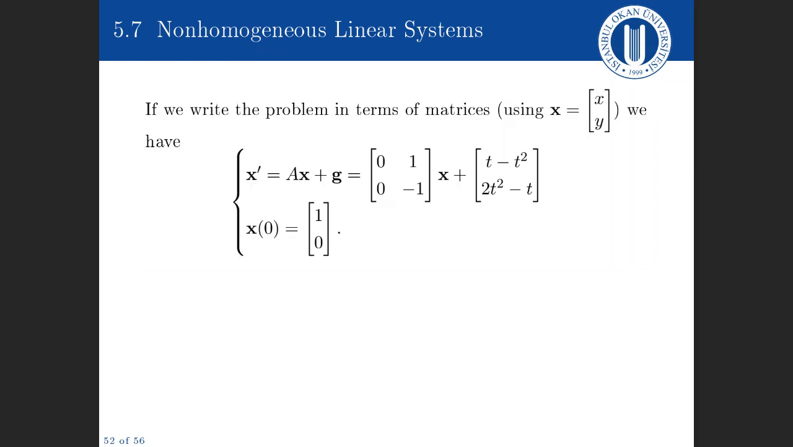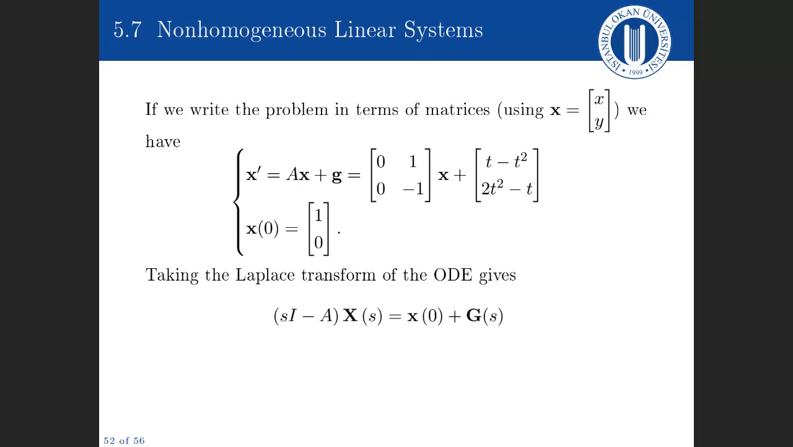If we write this in terms of matrices, that's the same as saying x prime is equal to [[0, 1], [0, minus 1]] x plus (t minus t squared, 2t squared minus t), with the initial condition x of 0 is (1, 0). We want to take the Laplace transform of this. And I've skipped some steps here. We get (sI minus A) capital X is equal to x 0 plus G of s. So that's [[s, minus 1], [0, s plus 1]] capital X is equal to (1, 0) plus.